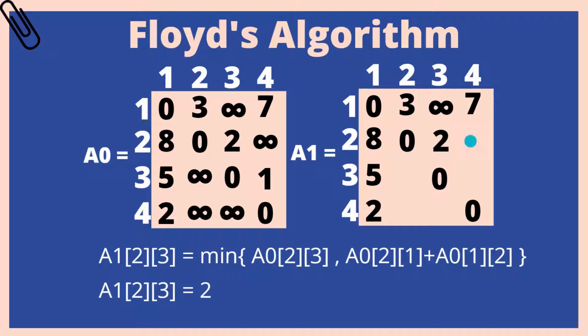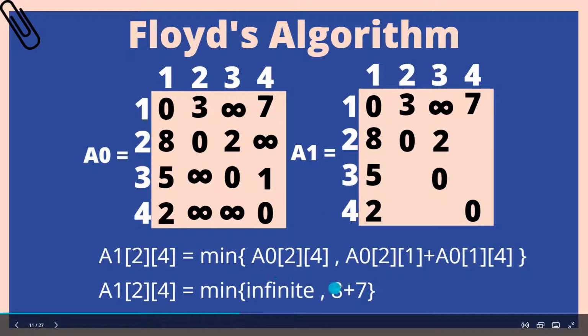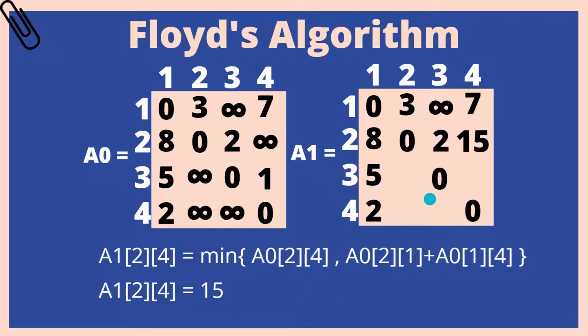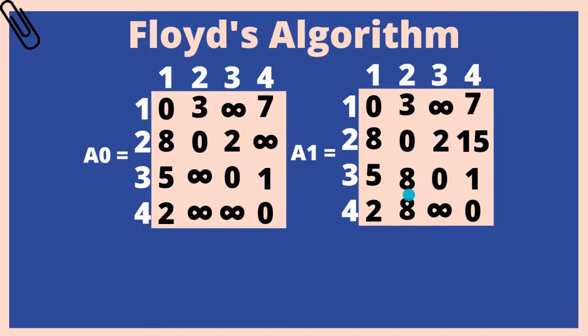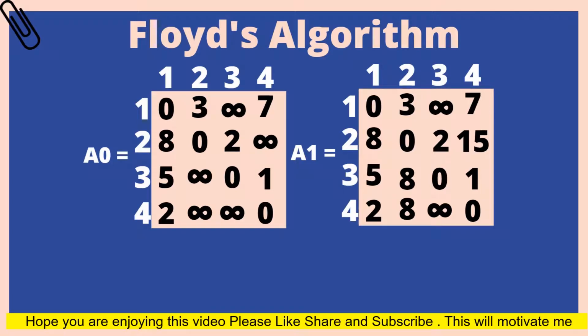So now let's move to the next, A1[2,4]. So what's the previous value for A1[2,4]? That is infinite. And what is going to be our next one? That is via 1. So 2,1 is 8 and 1,4 is 7. So that is going to be 7 plus 8, that is 15, which is less than infinite. So we will take the minimum of infinite and 15 and we will put 15 over there. Similarly for all these cells, I have done this. Now it was our first iteration. We will repeat this process n times, where n is the number of vertices.